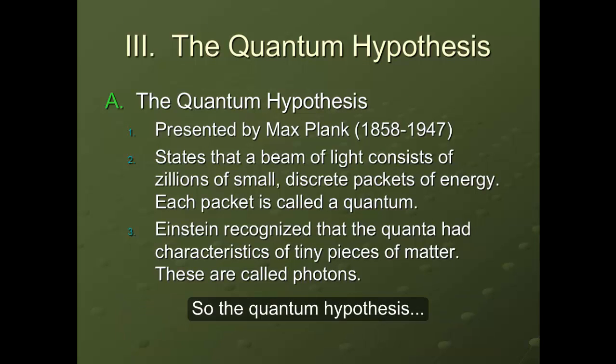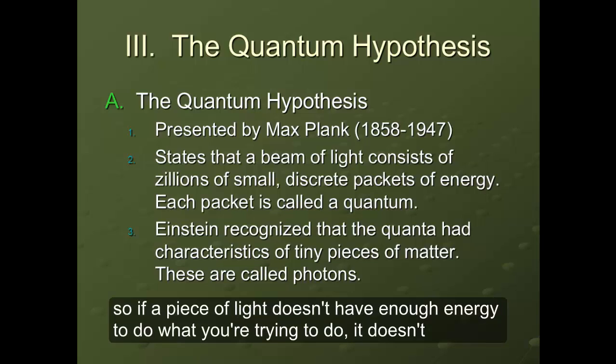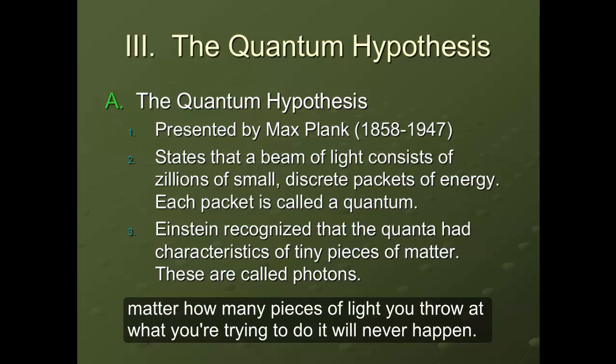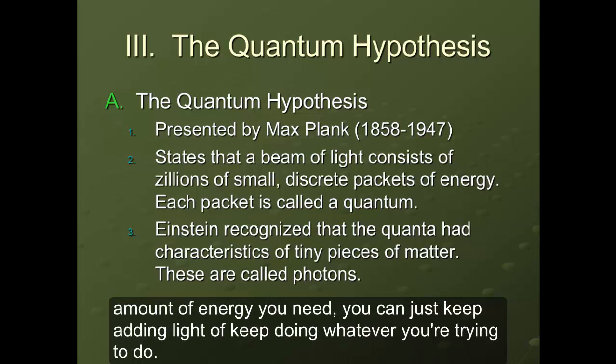So, the quantum hypothesis. This was presented by Max Planck, who lived from 1858 to 1947. His idea was that light consists of discrete energy packets. So if a piece of light doesn't have enough energy to do what you're trying to do, it doesn't matter how many pieces of light you throw at it, it will never happen, because it comes as a distinct packet and you can't make the energy go up by adding more if it isn't already high enough. But if it's over the amount of energy you need, you can just keep adding light and it'll keep doing whatever you're trying to do.